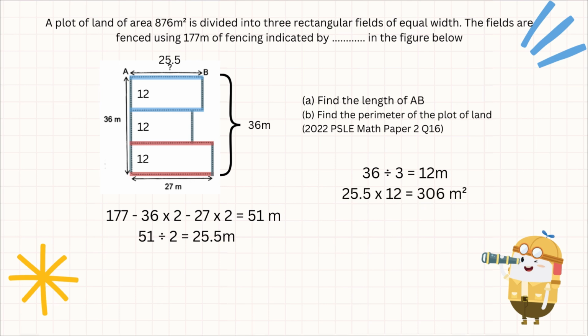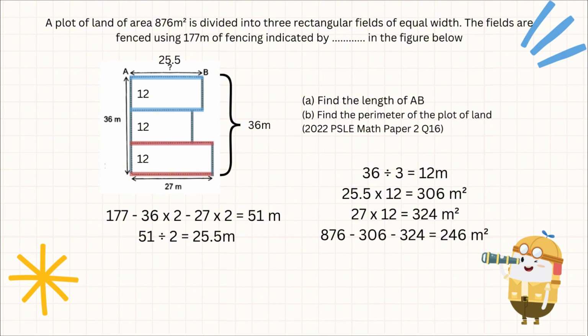We have our 25.5 and we can multiply it by 12 so that we can get the area of the top rectangle, giving us 306 meters squared. What about the bottom rectangle? We have 27 multiplied by 12, giving us 324 meters squared, and allowing us to go and find the middle rectangle, 876 minus 306 minus 324. So once we calculate this, we'll get 246 meters squared.